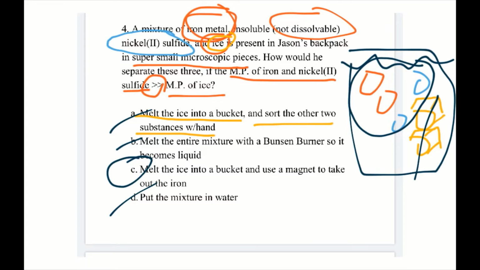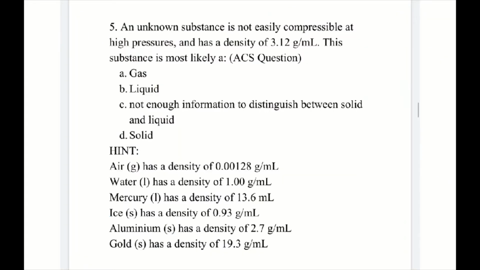So let's move on to number 5. Now this one comes from the ACS, and what I mean by ACS, well, it's called the American Chemical Society, and they have these questions from the Chemistry Olympiad that are challenging, and that's why I want to put it in this video, because I want to challenge you guys a bit. So before we look at the question, I am here to give you a hint, because you might not have known some of this stuff.